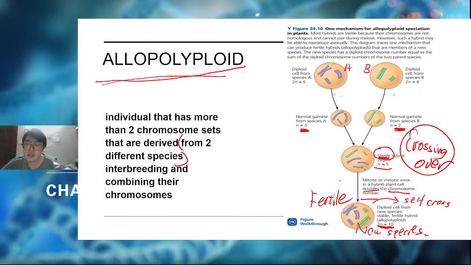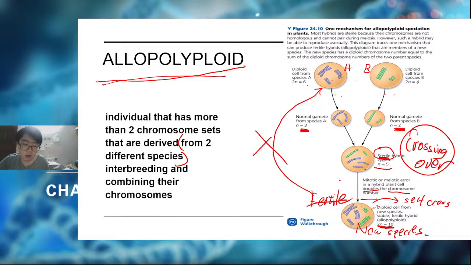So it is fertile, but it cannot mate with their parents, because the chromosome numbers are not the same. It can only mate with the same species, that is, 2n equal to 10. It has to find this species. A and B, their parents, it definitely cannot mate with.